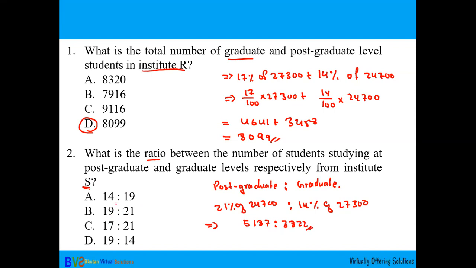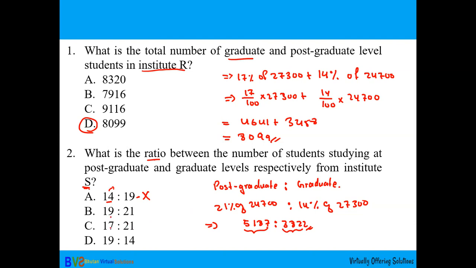Now there is another trick to solve this. See this ratio: the number of postgraduate is bigger than graduate. But in the options, first postgraduate is less than graduate. That means we can exclude that answer.